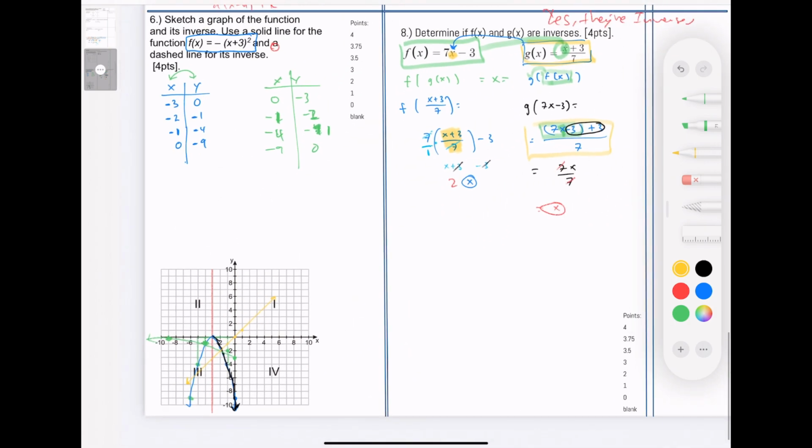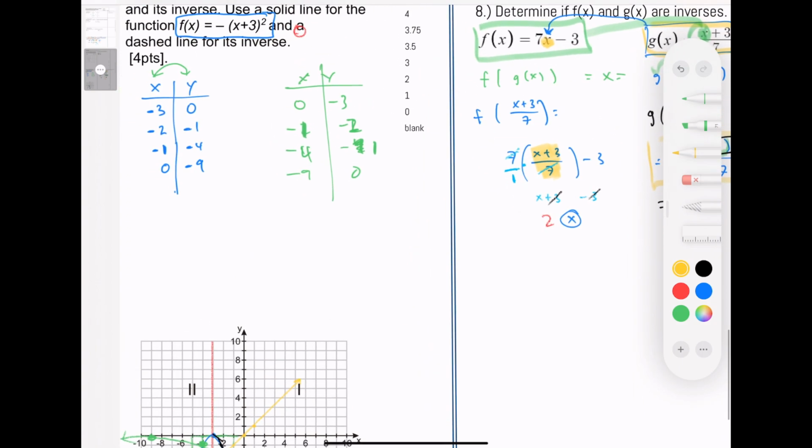And then if you wanted to, you can also have just found the inverse. Divided by -1. Take the square root. Remember, you have plus or minus.